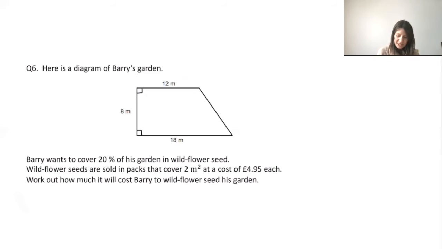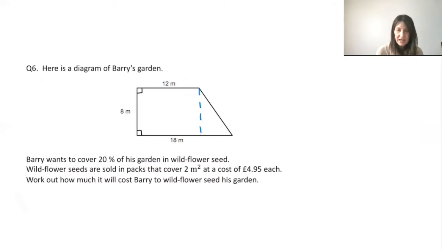So we need to find out what 20% of the area of that garden is. So we need the area before we can find the 20%. So I could, if I wanted to, I could split this one.